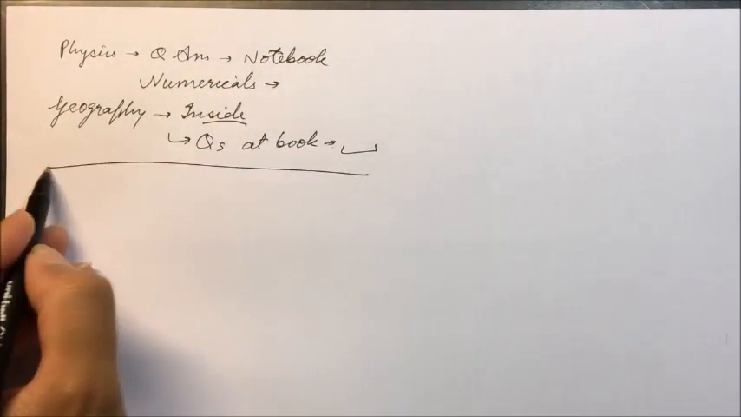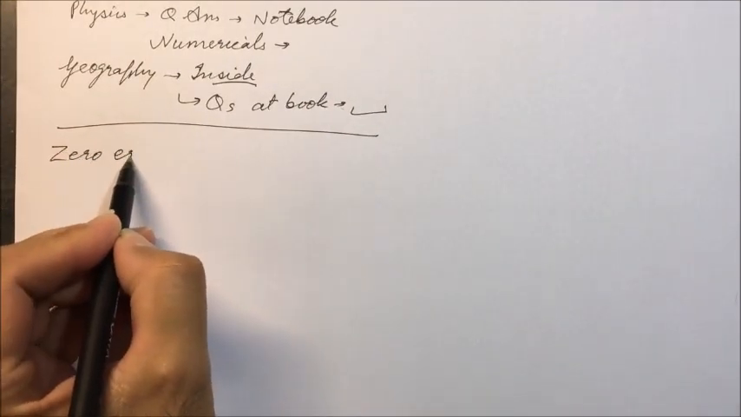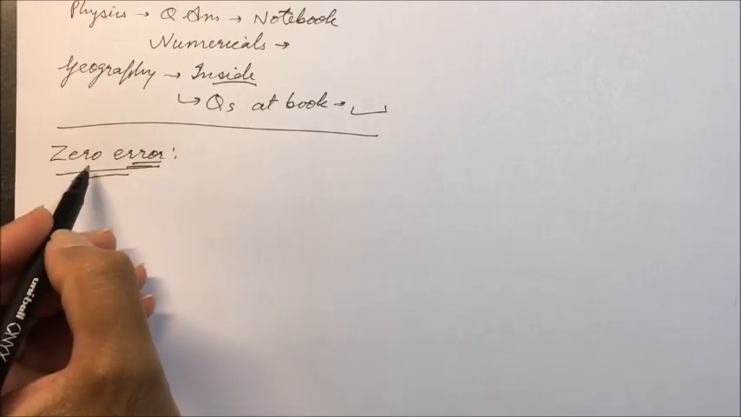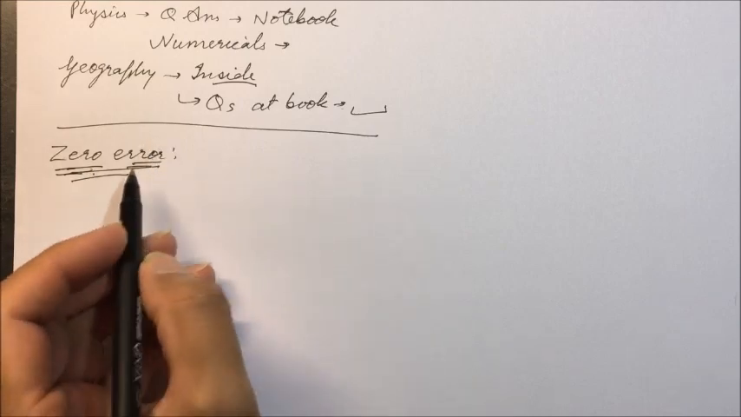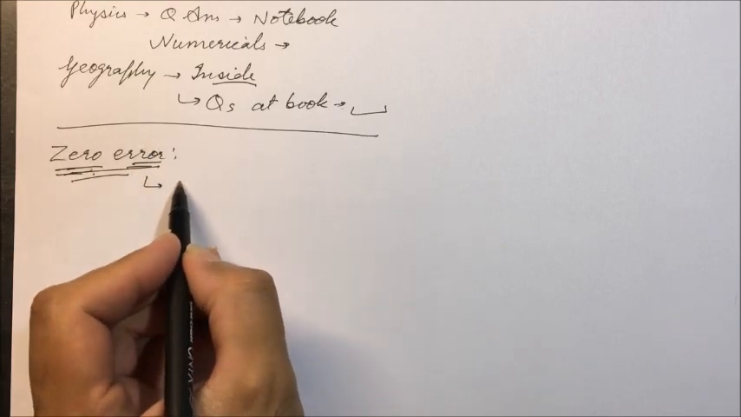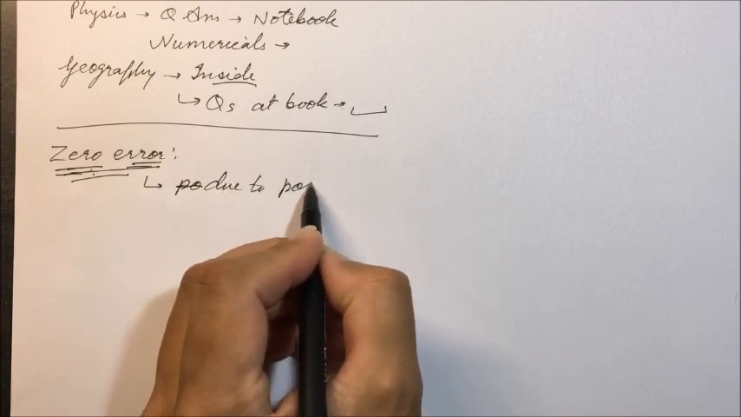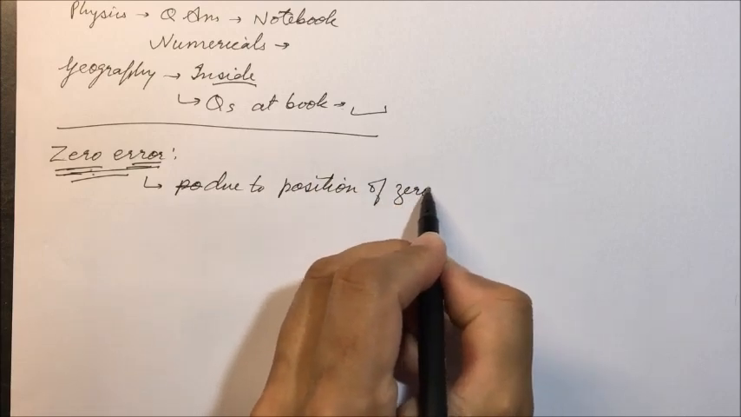Okay, so we will start today's lecture. Today we have to discuss zero error. So, error due to the position of the zero mark. Zero error occurs due to the position of the zero mark.